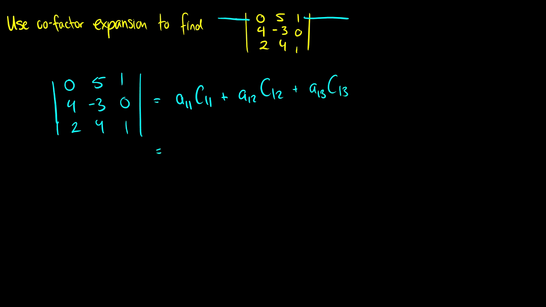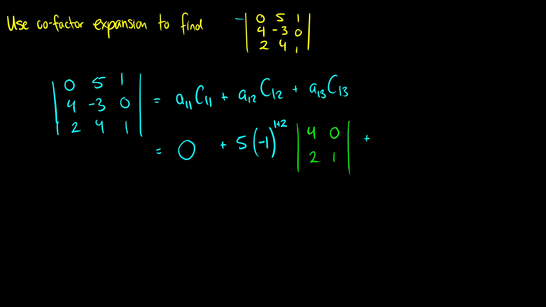Okay, so what is A11? It's 0, so C11 doesn't matter. A12 is going to be 5. So what's C12? Well, remember, it's (-1) to the power of i plus j, so that's going to be (-1) to the 1 plus 2. And then we multiply that by the determinant of the submatrix A12. In this case, A12 means we take out the first row and the second column, so we're left with 4, 0, 2, 1.